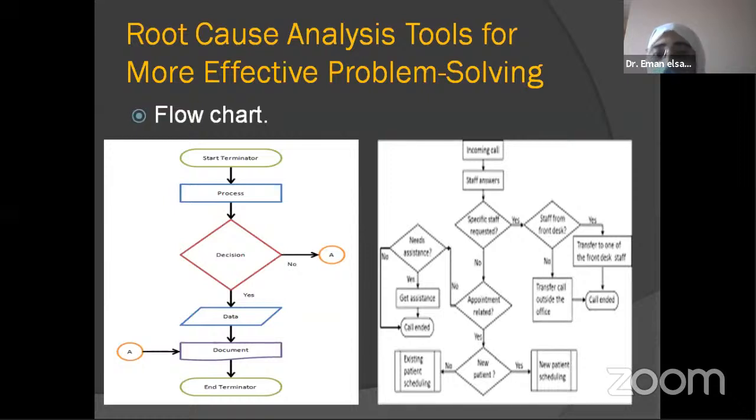The right one is the detailed flow chart. The left one is the high-level flow chart. It means when the patient comes from the ER, he goes to the admission office, and after that he goes to reception to take a ticket, and after that goes to the doctor.